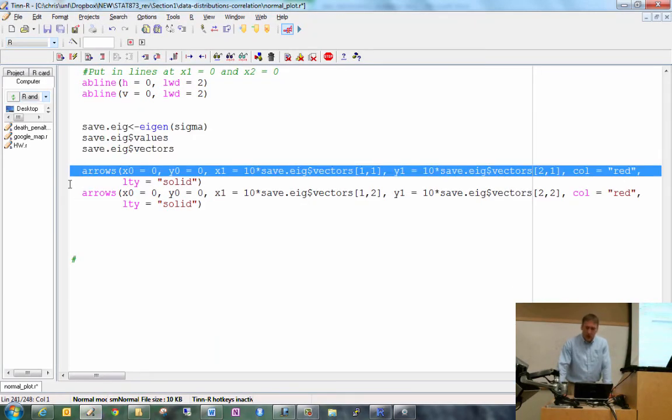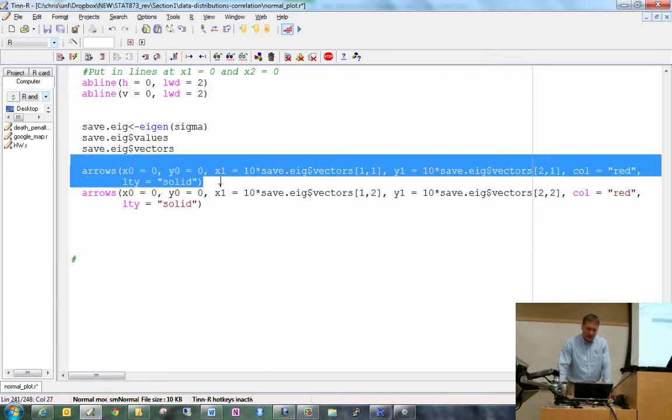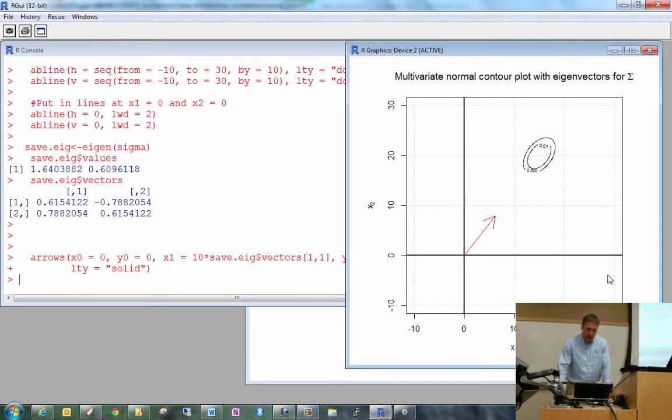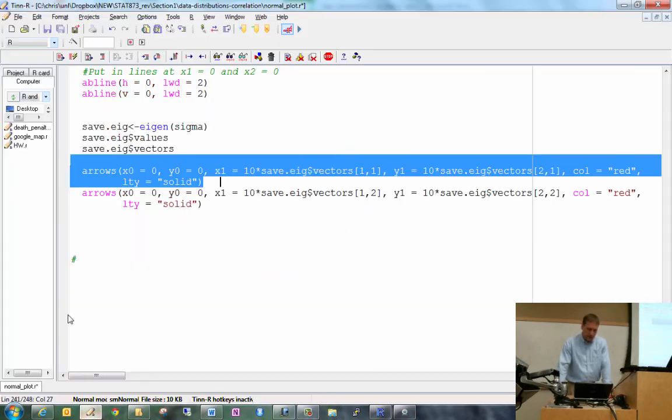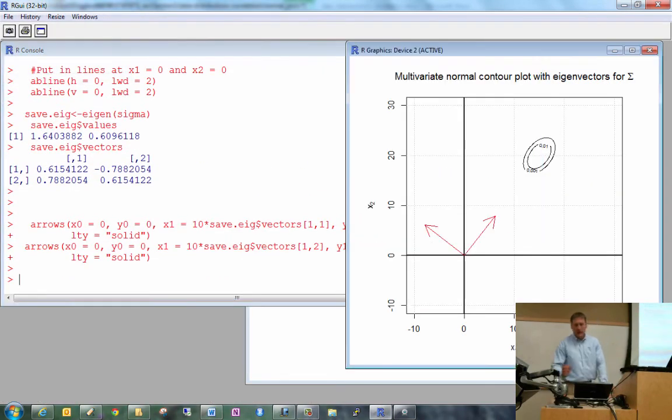I use the arrows function to do the plotting. I'm going to start at the origin. Here's 10 times the first element of the first eigenvector, 10 times the second element of the first eigenvector, and there's my eigenvector. I can do a similar thing for the second one as well. So it's not too difficult, kind of just combining two things that we talked about before: contour plot and drawing vectors on the plot.